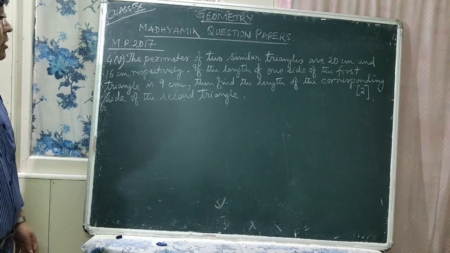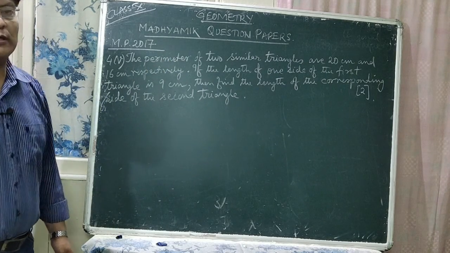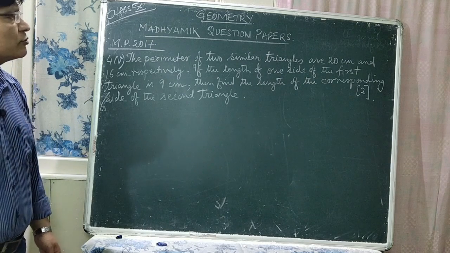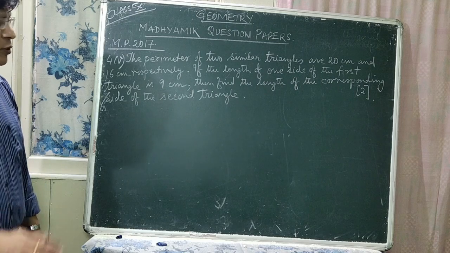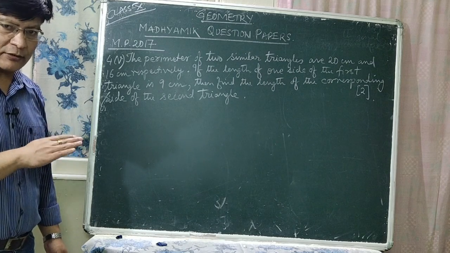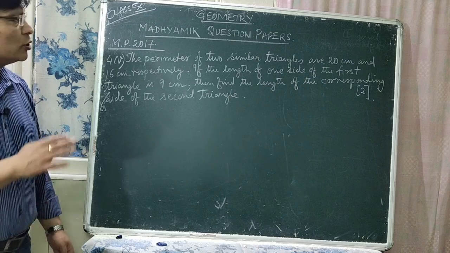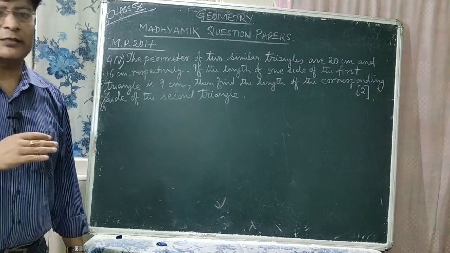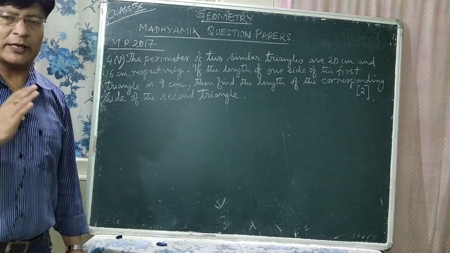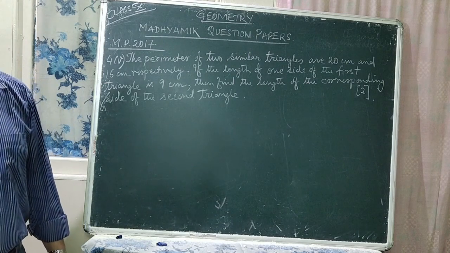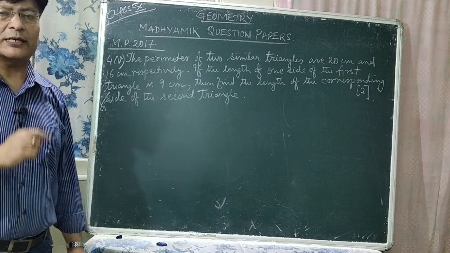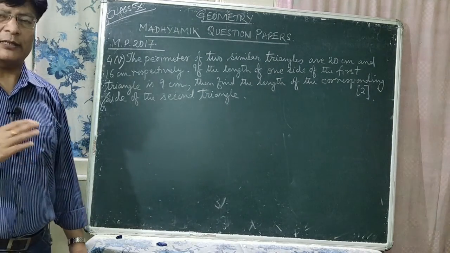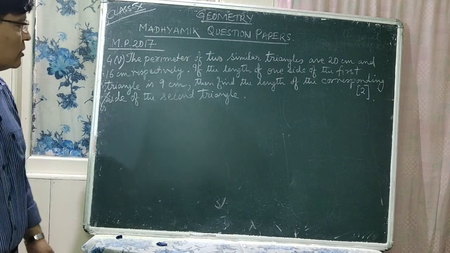The question is the perimeter of two similar triangles. This question is from similarity of two triangles, right? If the two triangles are similar, you know that their corresponding sides are proportional. The two triangles are also similar if their corresponding angles are equal. If the corresponding angles of the two triangles are equal, then these two triangles are said to be similar. And also if the two triangles are similar, then their corresponding sides are proportional, right?